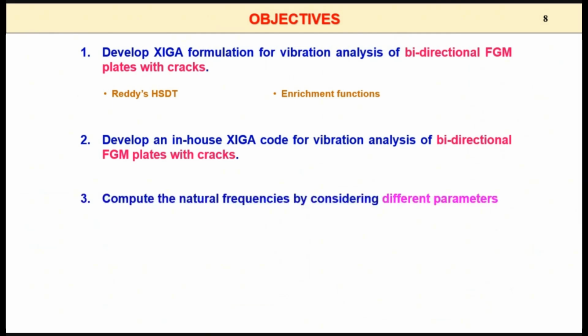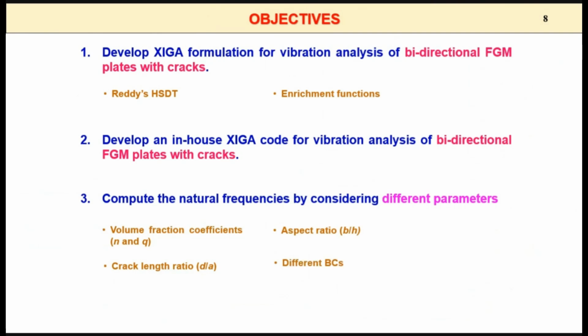Then the natural frequencies are computed with different parameters. That is the volume fraction coefficient. Within the volume fraction coefficient, we have these N and Q. Next, the aspect ratio. Aspect ratio is the ratio of the side lengths of the plate. And then the crack length ratio. And we have, obviously, different boundary conditions.